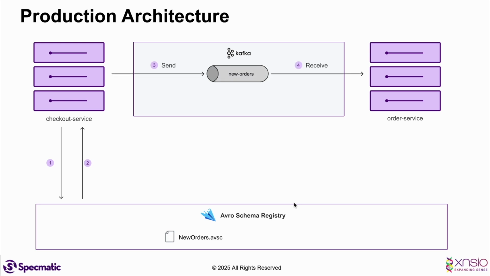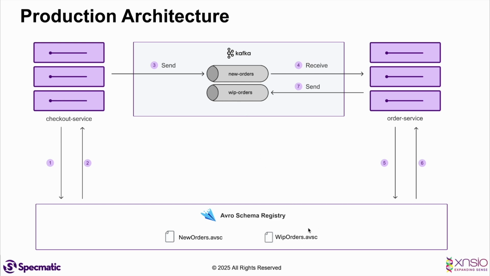The order service deserializes the message using the same schema and publishes a reply message on the WIP orders topic. This message is again serialized using the WIP order schema from the registry. The checkout service consumes this message and does further processing. As you can see, this is a classic request reply pattern.